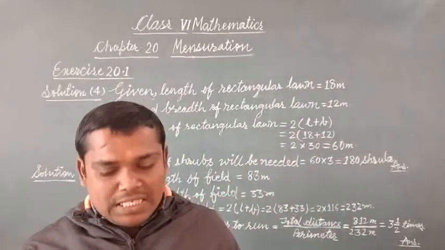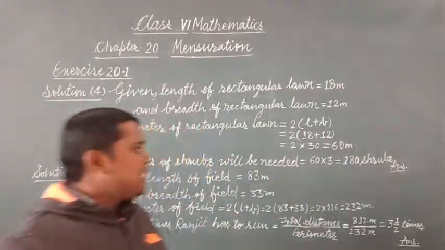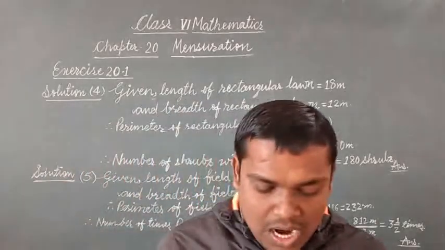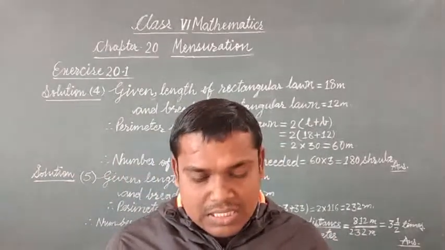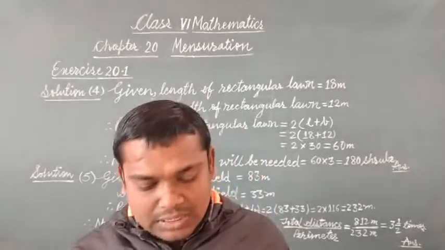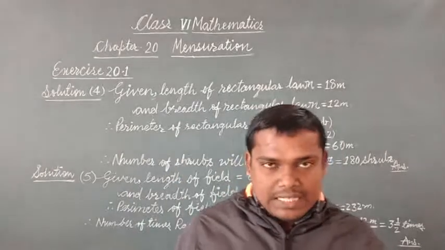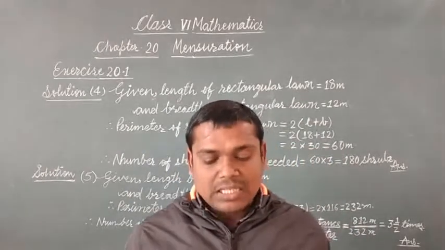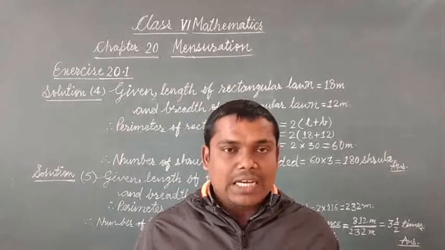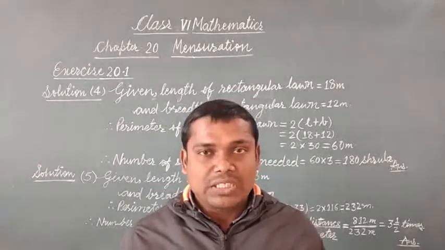Now the next question, we have question number 5. And the question is, how many times does Ranjit have to run around a field 18 meter long and 33 meter wide in order to cover 812 meter?